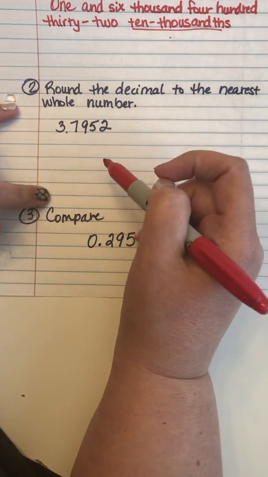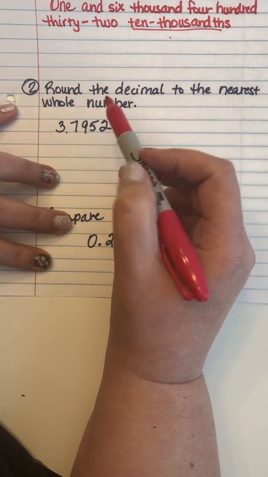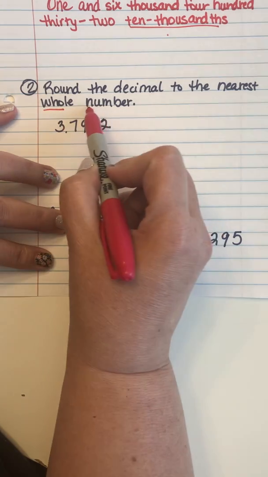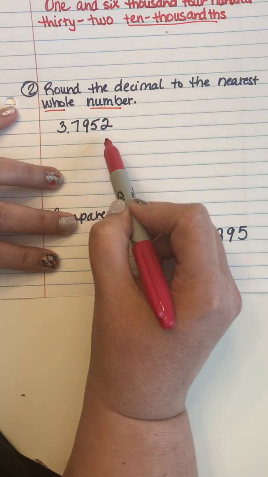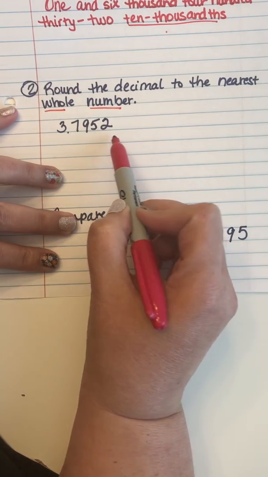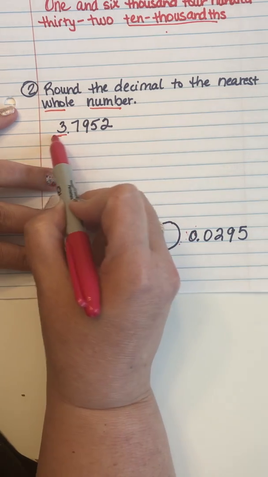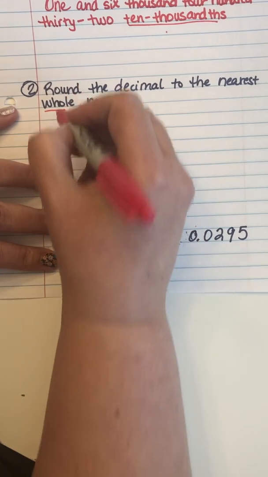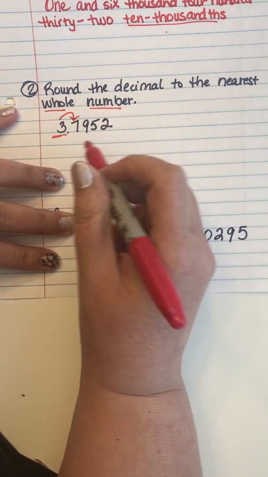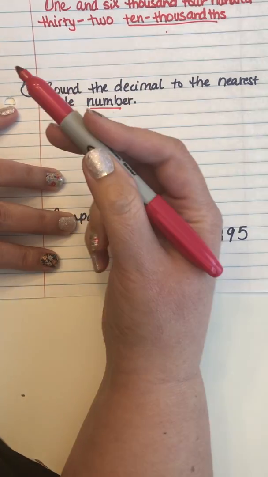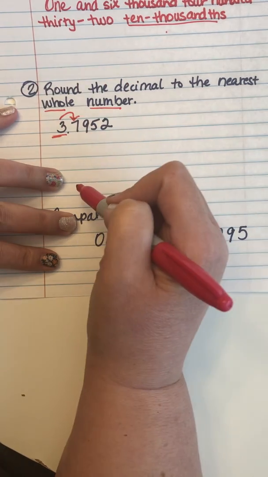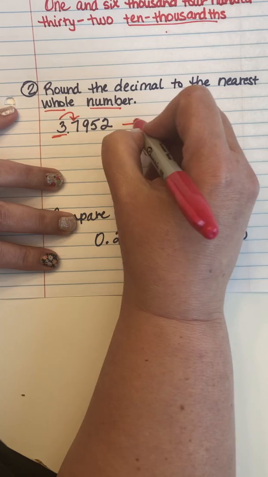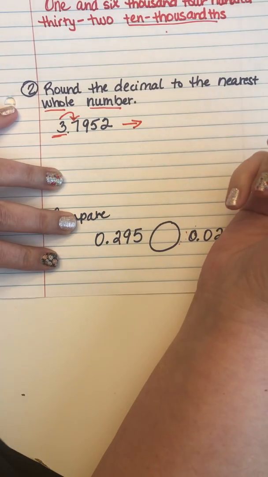Anytime we have decimals, we always deal with rounding. Okay? So round the decimal to the nearest whole number. So we look at our decimal. Which number is our whole number? The 3 is in the ones place. So we're going to look to the right. And if it is 5 and above, we round up. If it is below 5, we round down. This is a 7, so we're going to round this, and we're going to our whole number, so we're going to round up.